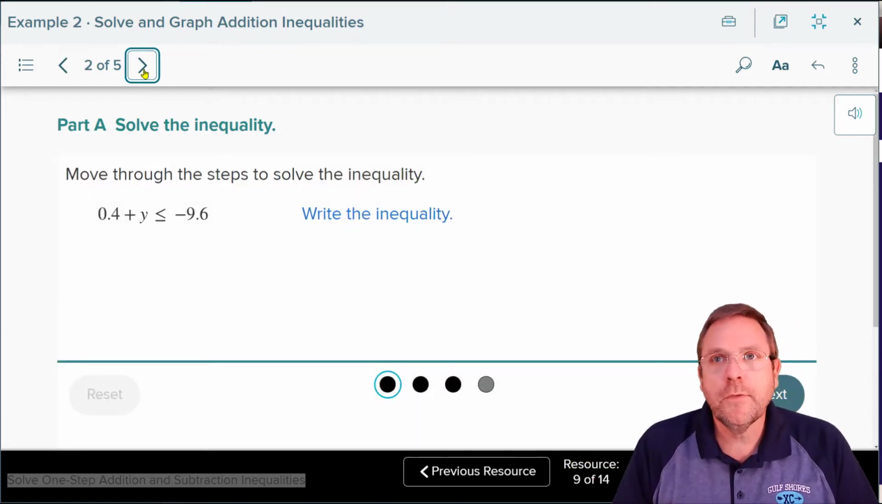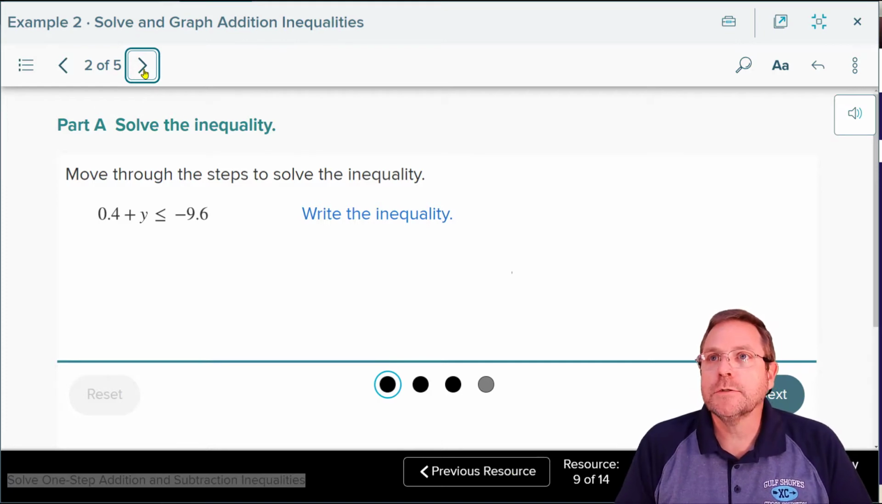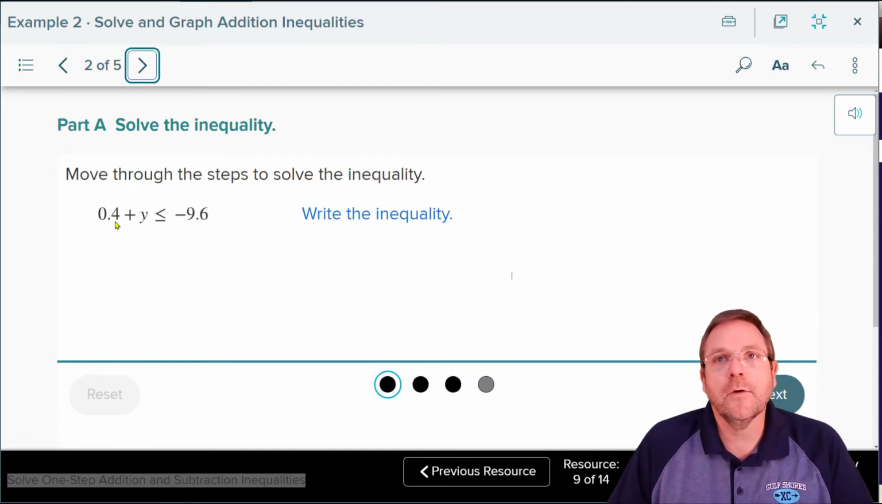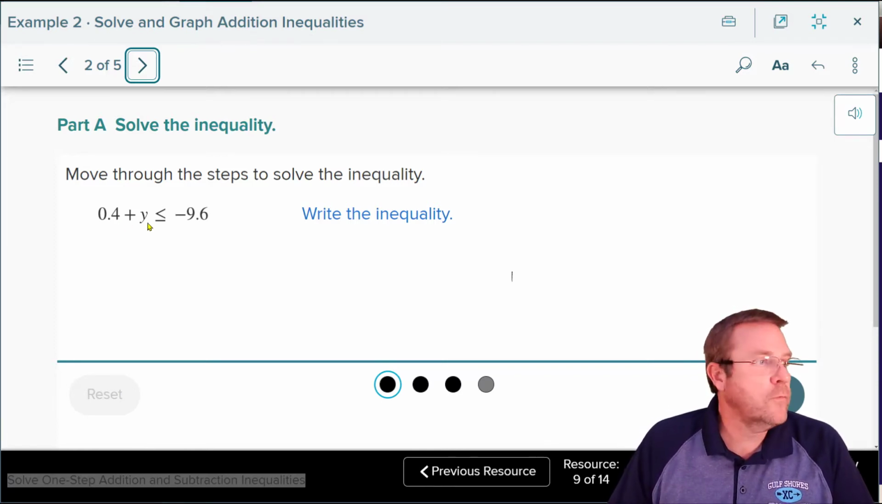Of course, we treat these just like we do equations. Treating them like equations means we're going to isolate the variable. In isolating the variable, we want to take away the variable's friend. Who is the variable's friend? The variable's friend is right here. It's 4/10.